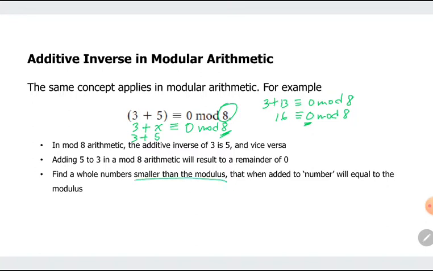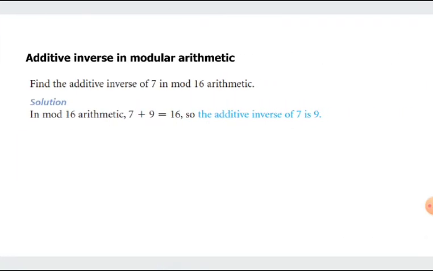So it has to be smaller than the modulus. So 13 is not the additive inverse of 3. In other words, you just have to add to 3 the smallest whole number that will give you an answer of 8. So it will be 5 in this example.